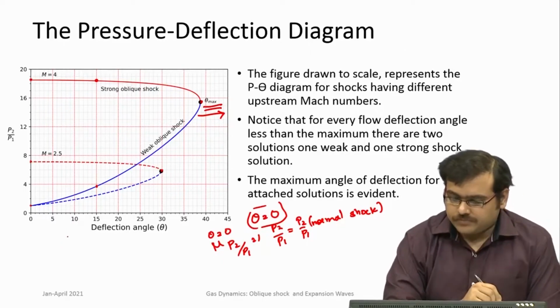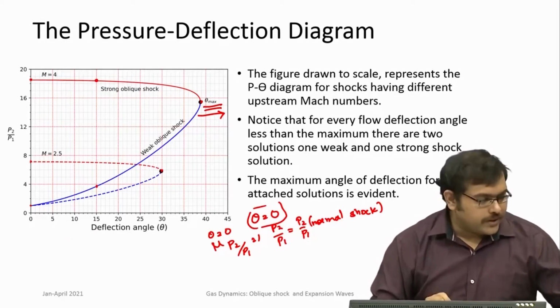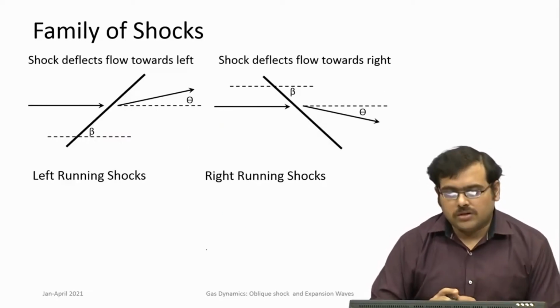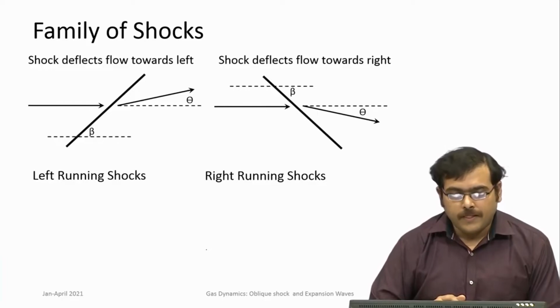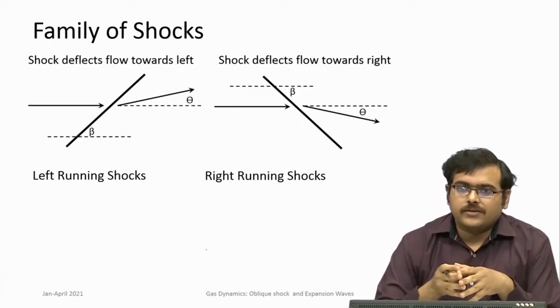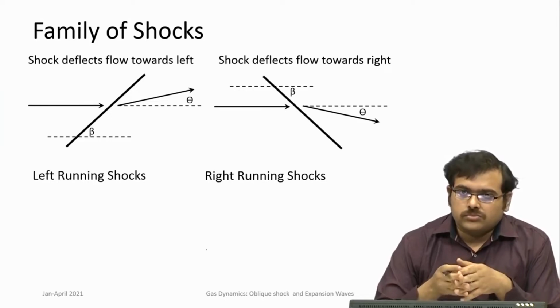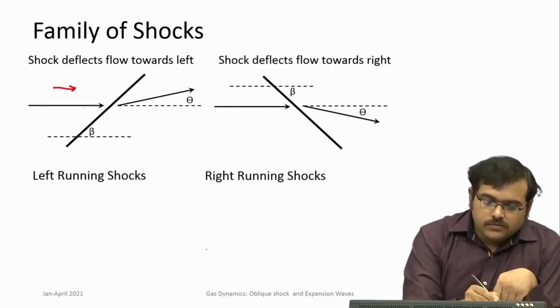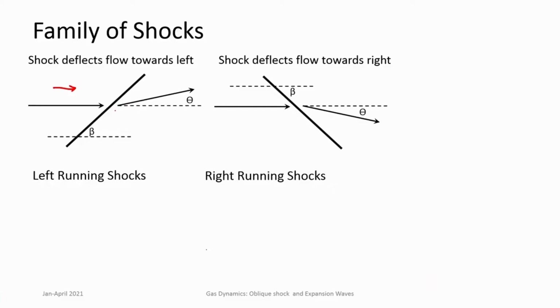So we will go ahead and look at the reflection problem. One should also be aware that the flow can be deflected. If you look at the shock wave alone, the flow is deflected relative to the incoming flow. So this is theta. Now if you consider the incoming flow, the flow can be deflected either left, or it can be deflected towards the right. So the shock can do the leftward deflection or rightward deflection.